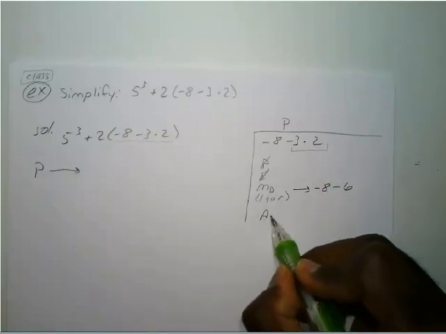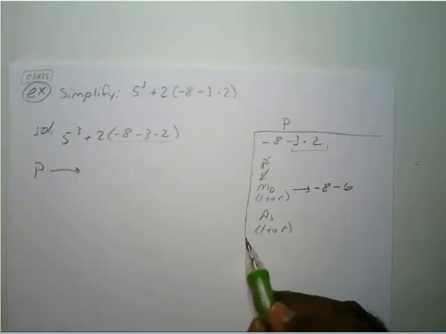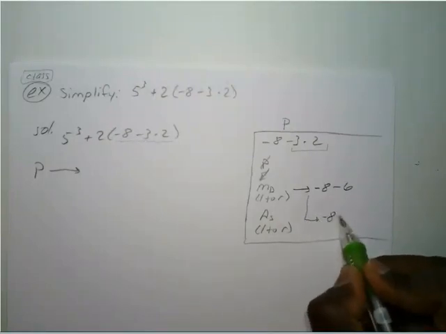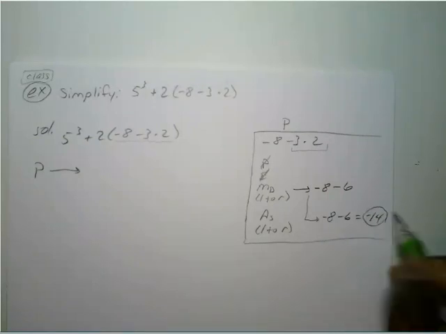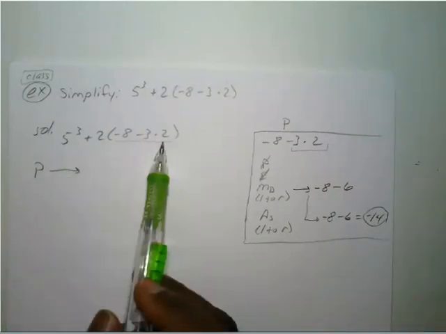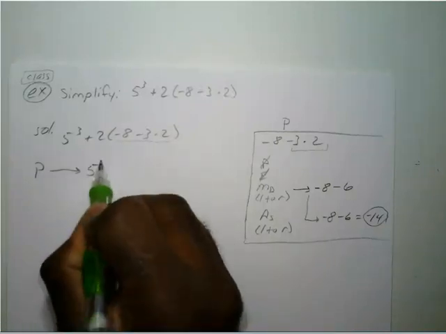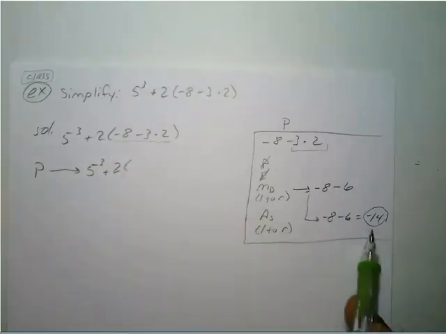Then you do your addition or subtraction from left to right if you want to write that down, but you don't have to. Negative 8 minus 6 is negative 14. Okay, so this, once we get done with whatever's in the parentheses, becomes 5 to the third power plus 2, and all of that times negative 14.